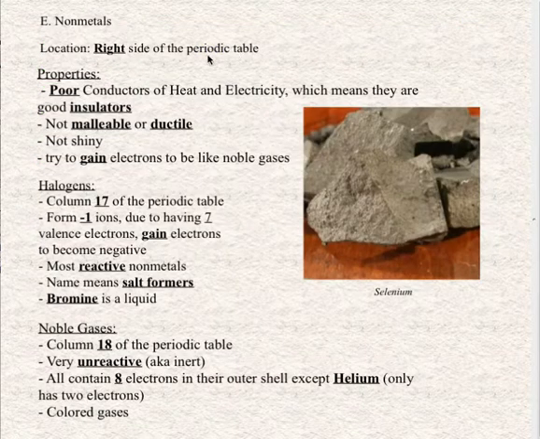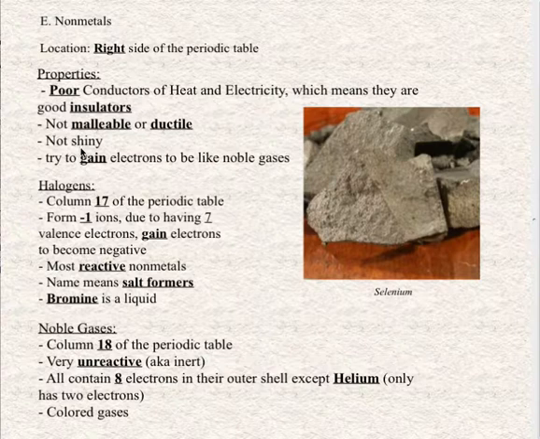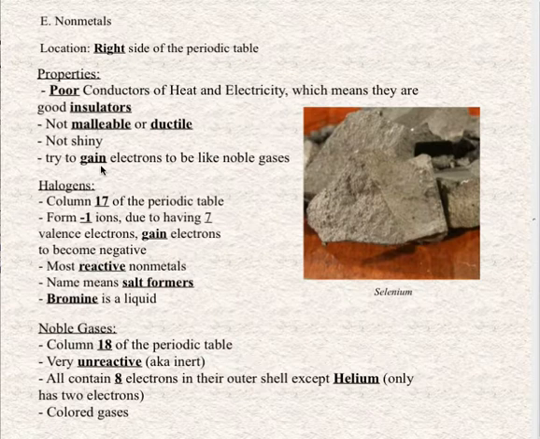So just a couple things about nonmetals. They are going to be poor conductors of heat and electricity, which means they're the insulators that we use. They're not malleable, they're not ductile, they're not shiny, they have no luster. And instead of losing electrons when they're ionized, they actually gain electrons. And they want to do that because they want to be like noble gases who have the complete octet of electrons.